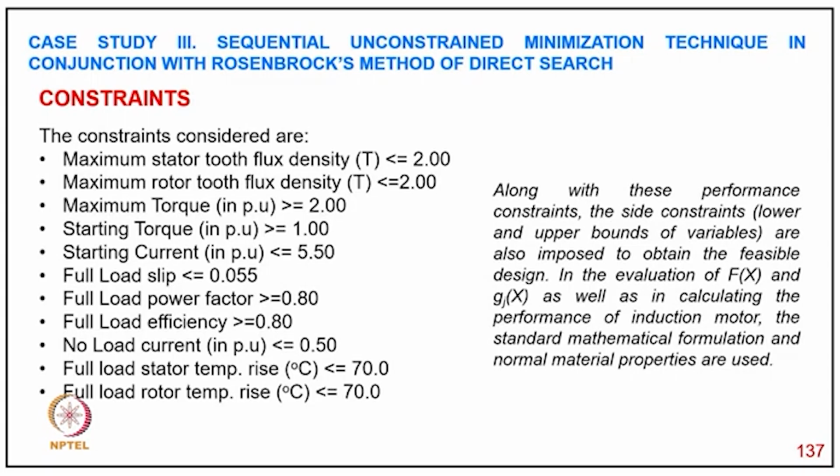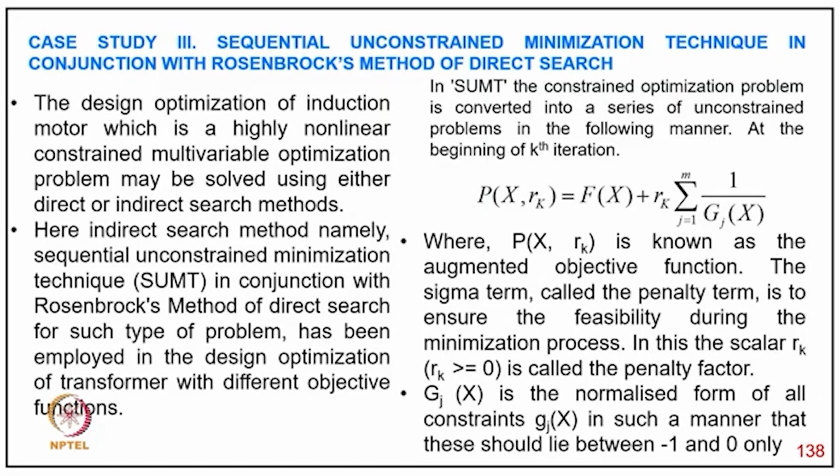Along with these performance constraints, the side constraints, lower and upper bounds of variables, are also imposed to obtain a feasible design. In the evaluation of the objective function f(x) and the constraints g_j(x), as well as in calculating the performance of the induction motor, the extended mathematical formulation and normal material properties are used.